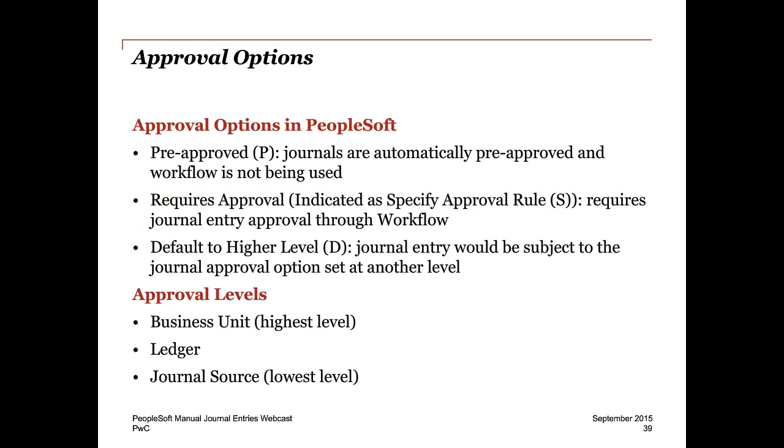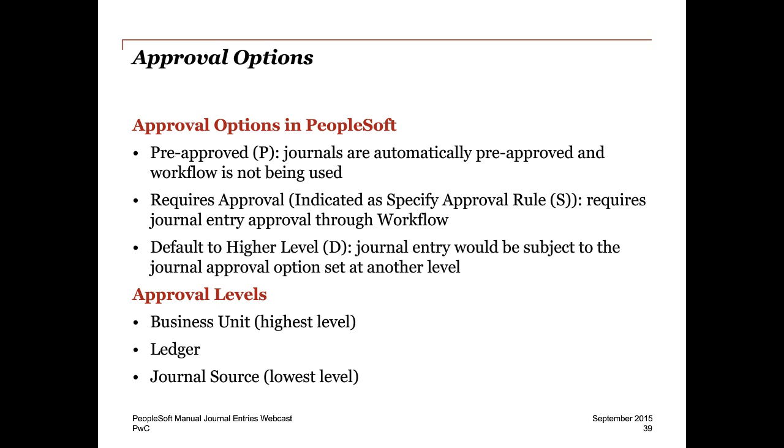From an approval option perspective, we've got a few different options to start out with in setting up the approval workflow. We've got pre-approved, you can require approval, and you can default to a higher level. The journal entry process is a delivered workflow process, and you can work with these different approval options at these different levels, which are the business unit, which is the highest level, the ledger, and the journal source.